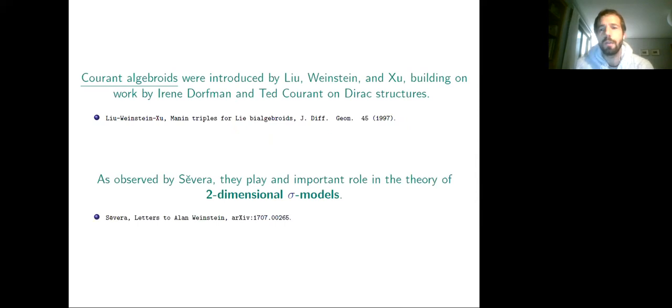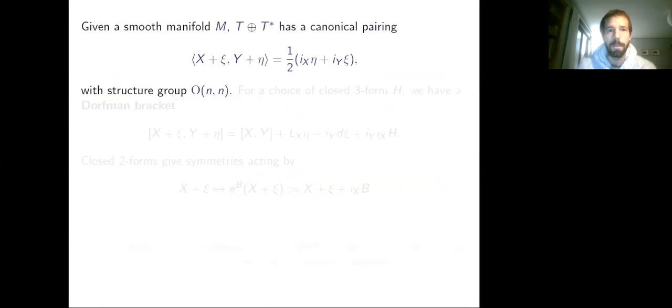So Courant algebroids were introduced by Liu, Weinstein, and Xu, building on work by Irene Dorfman and Ted Courant. And as observed by Pavel Severa, they play an important role in the theory of two-dimensional sigma models. So recall that this physical theory for fields given by maps from a surface into a manifold is the physical origin of the generalized Ricci flow equations that we are considering. So let me recall what this structure of a Courant algebroid is.